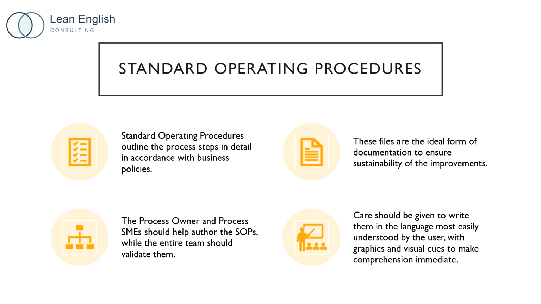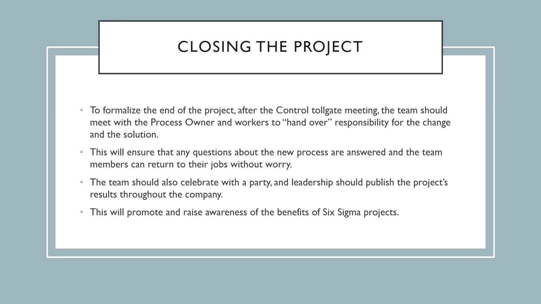Once the team has created a stable, sustainable process and put controls in place to prevent regression, the project can be closed and everything handed over to the process owner. To formalize the end of the project, after the control tollgate meeting, the team should meet with the process owner and workers to hand over responsibility for the change and the solution.